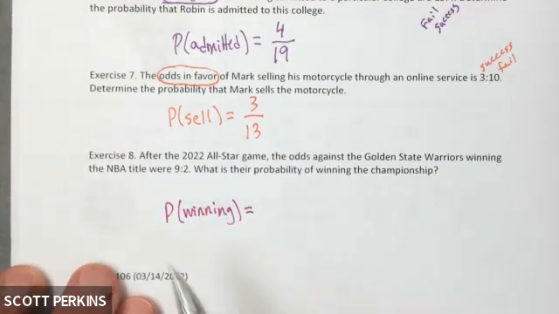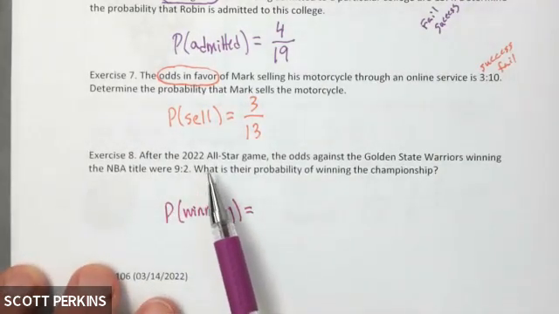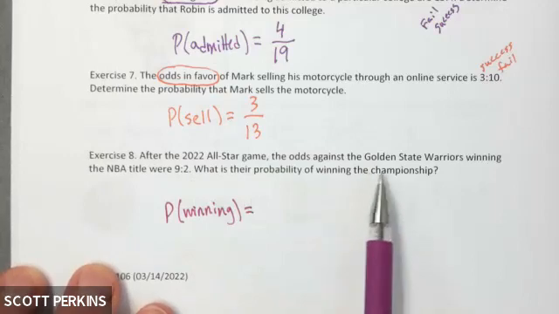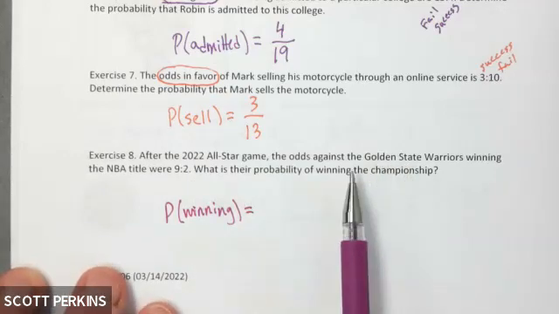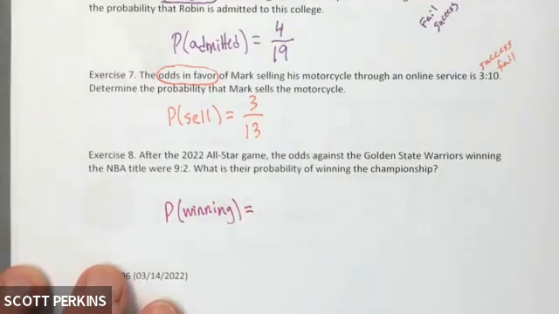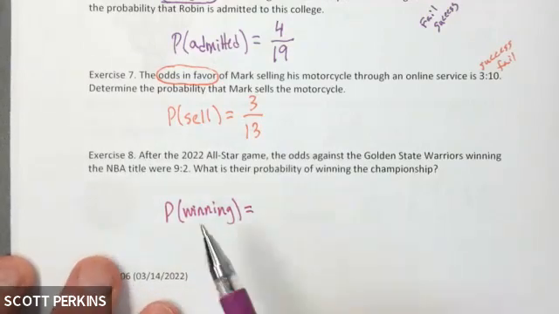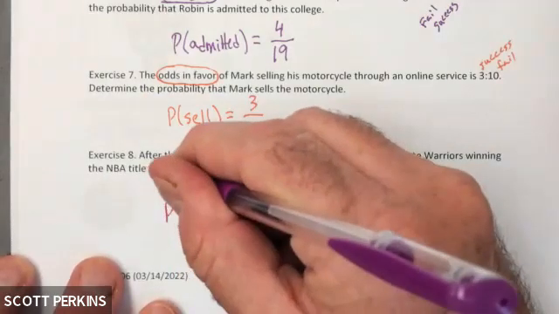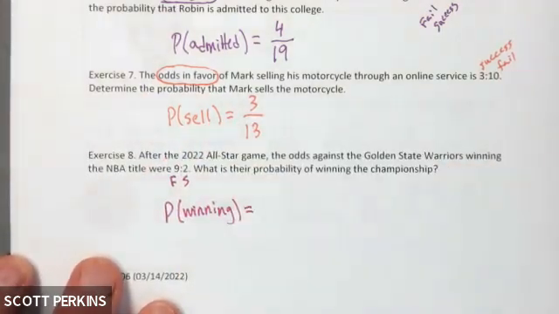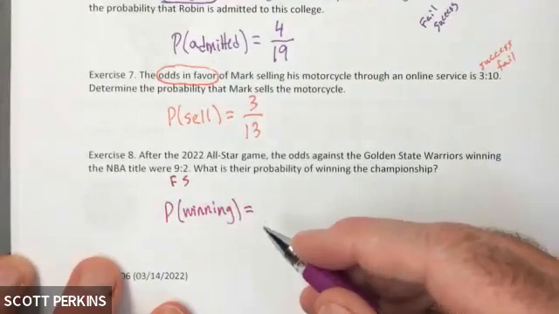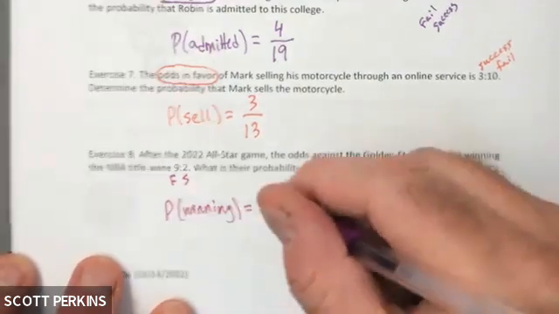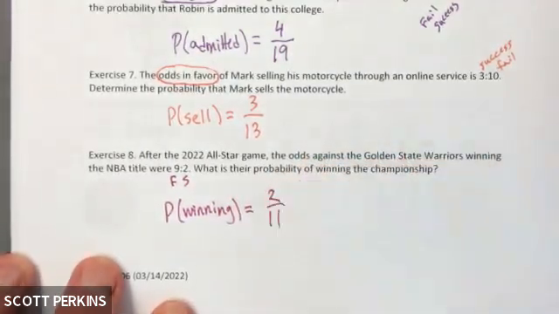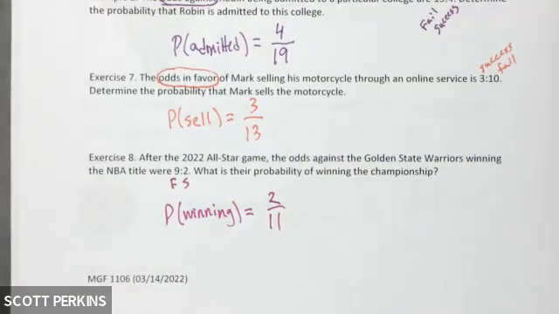All right, so I looked up online when I made this problem that after the All-Star game, if you're a basketball fan, the Golden State Warriors, their odds against winning the title were 9-2. So what's the probability that they win? So this is odds against. So that is failures to successes. So that means the numerator of this probability is going to be what? 2 chances out of 11 total opportunities. And there you go. That is odds against and odds in favor.